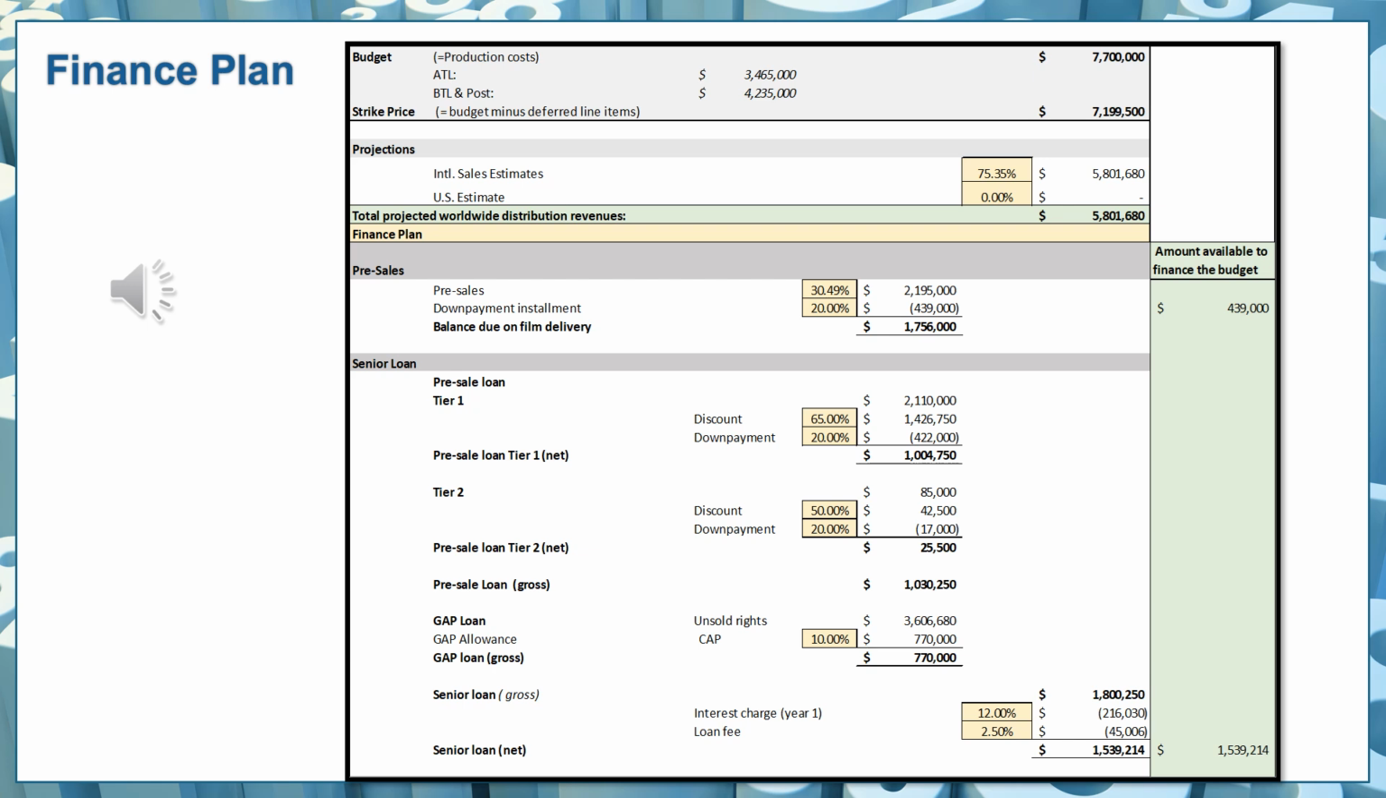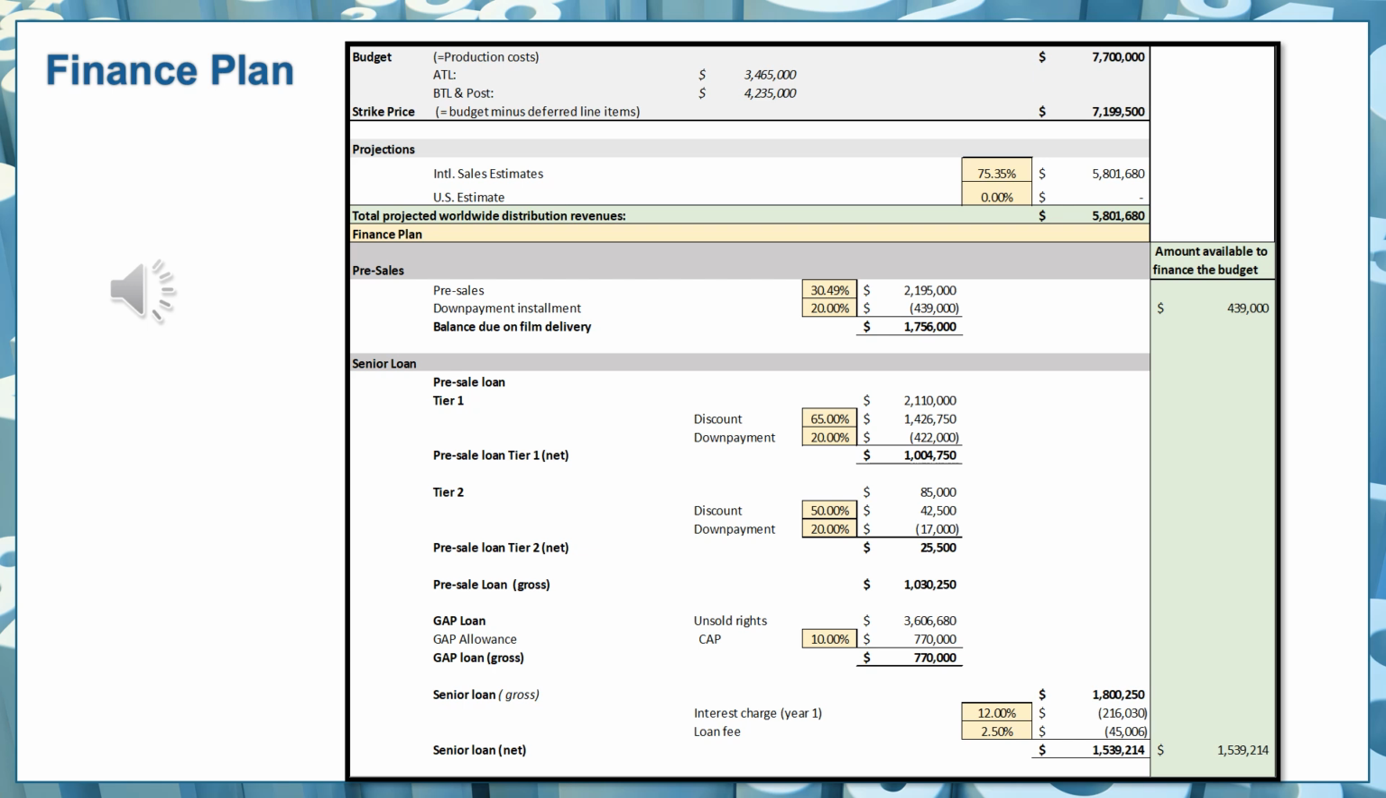We will not put a US estimate here because we have a rent-a-studio deal and we will deal with that in the revenue schedule because we know that we're going to do a rent-a-studio deal. We're not going to put an estimate in here. There's no need for that. So the pre-sales altogether were $2,195,000. That's about 30.49% of the budget.